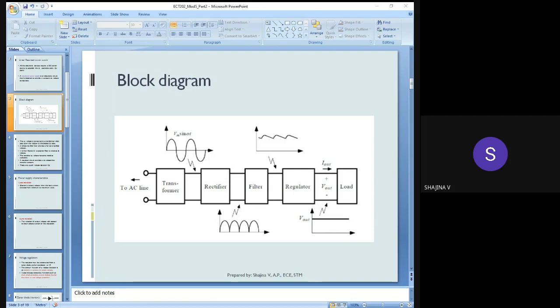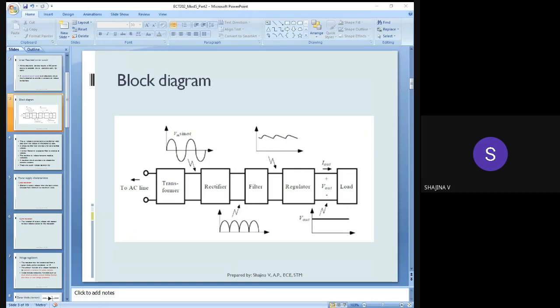Then the next component is the rectifier. Mostly we are using a bridge rectifier arrangement, like a full wave rectifier. This full wave rectifier is used to convert the AC signal to DC. Now you obtained a signal that varies in a single direction only. The negative direction is eliminated by the rectifier, but it contains AC components, and the AC components present in this DC are called ripples.